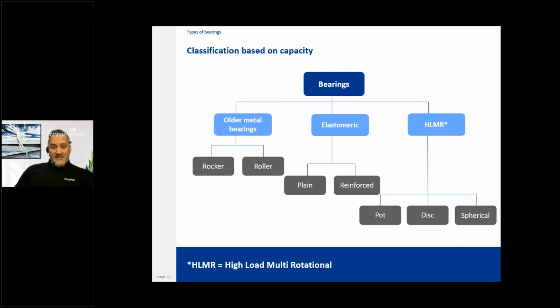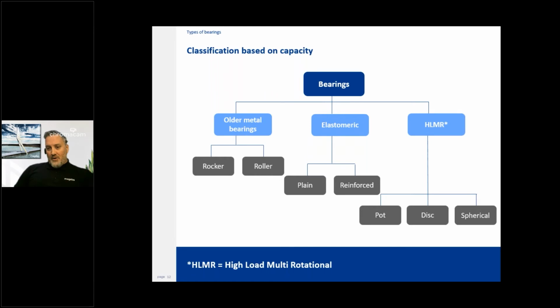So yeah, we typically classify bearings based on capacity, and from left to right, we have the fully metallic bearings, rocker and roller bearings that use metal to metal contact for all of the transfers and rotations. Elastomeric in the middle. These can be planar, reinforced, of course. And then HLMR is sort of an umbrella group with a few different formats that stands for high load, multi-rotational. And these are pot, disc, and spherical that we'll look at.